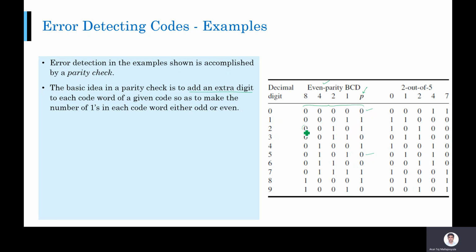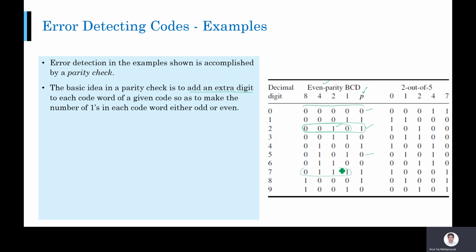On the other hand, look at the code for 2. Normal BCD code has 0010 for 2, so the number of ones is an odd number, 1. So you have to add a parity bit such that the parity becomes even. So the parity bit has to be 1. Now how many ones are there in the total code? The total code has 2 ones, which is an even parity. You can check for others also.